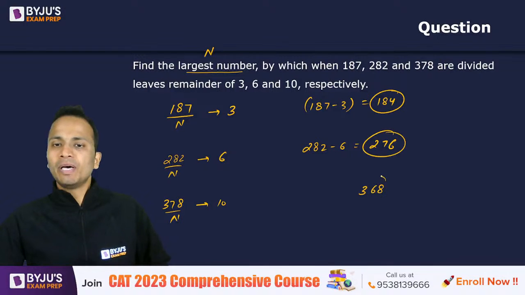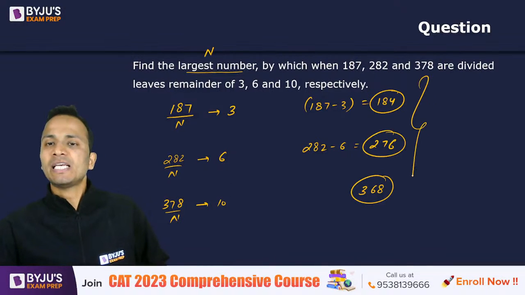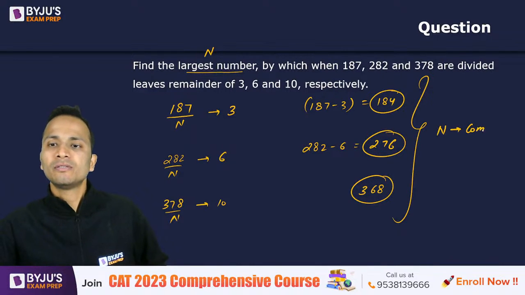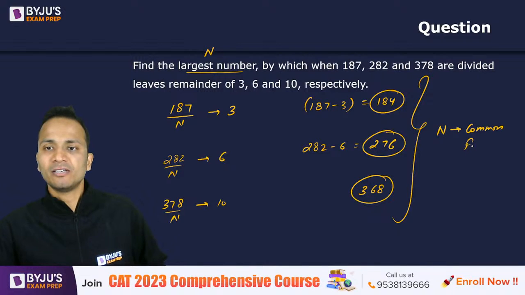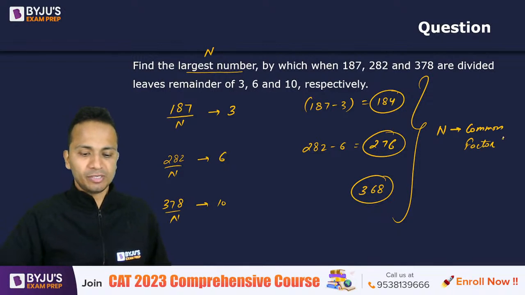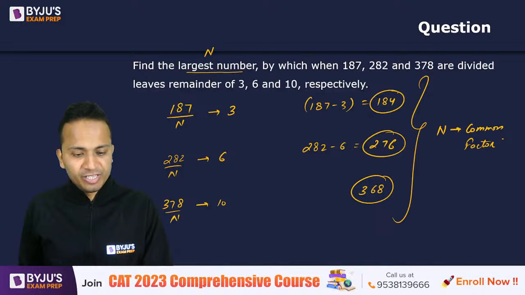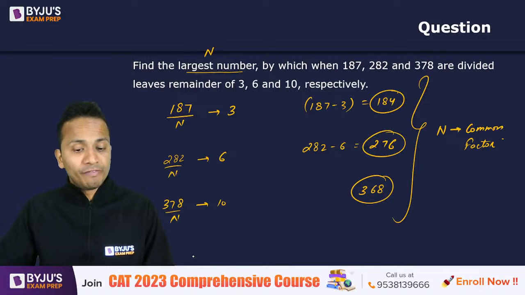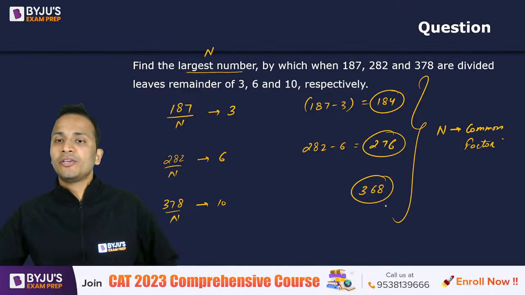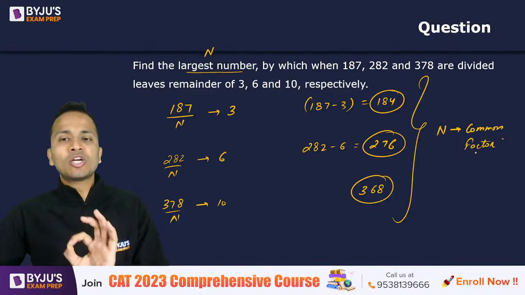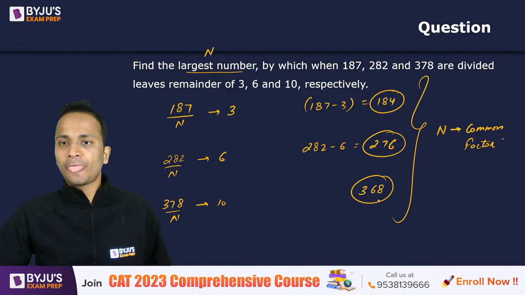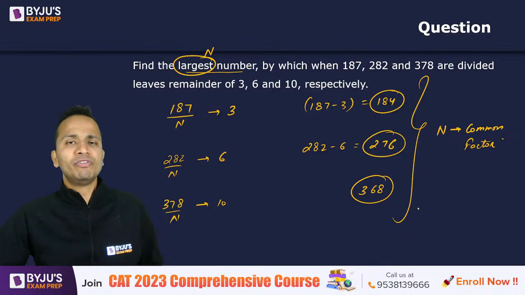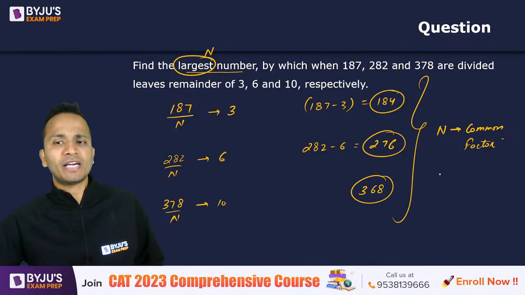Now these three numbers are completely divisible by n. That means n should be a common factor of these numbers. So n should be a common factor of these three numbers. Now what do I have to find out? I have to find the largest value of n. So obviously I will find the largest common factor, or highest common factor.